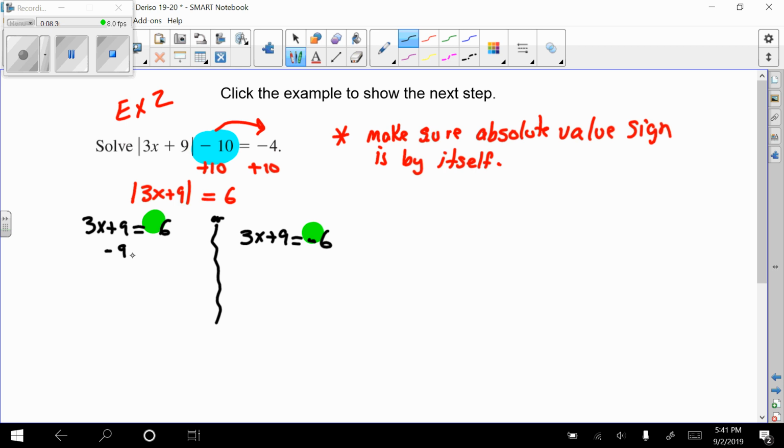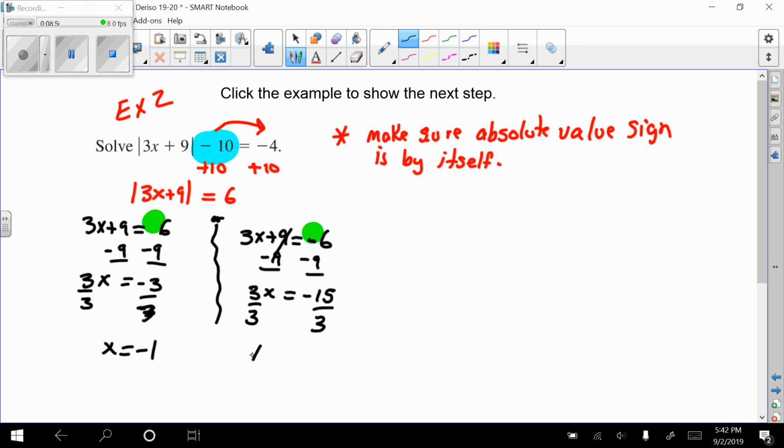Let's solve. Subtract 9, and this becomes 3x equals -3. Divide by 3, and x equals -1. Let's finish the other side. Subtract 9, these cancel. 3x equals a -15. Divide by 3, x equals -5. So x equals -1 or x equals -5. And if I am going too fast, then what you would need to do is just pause the video to make sure you can catch up.